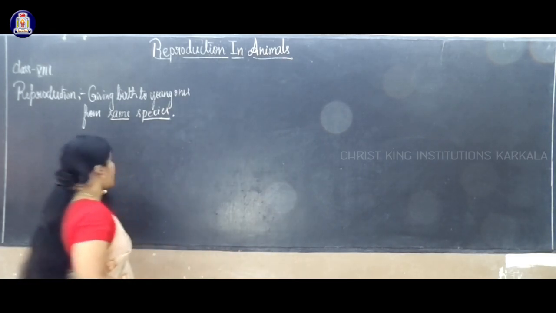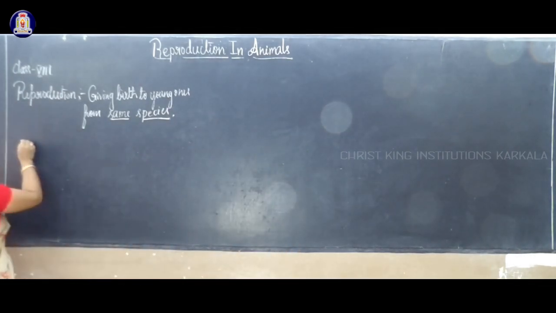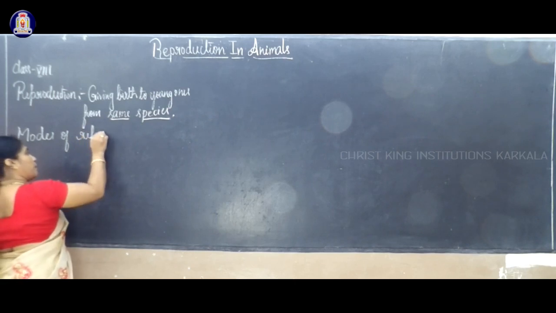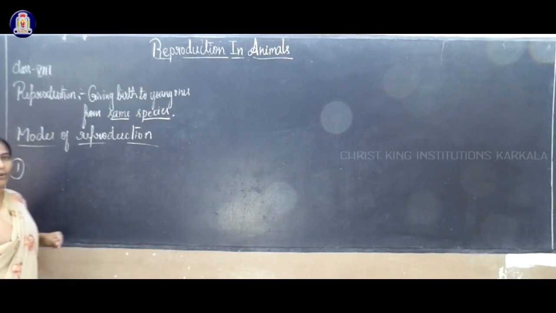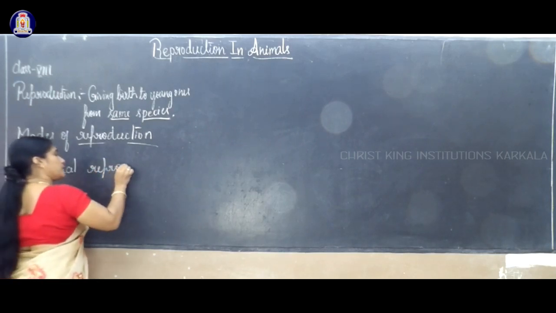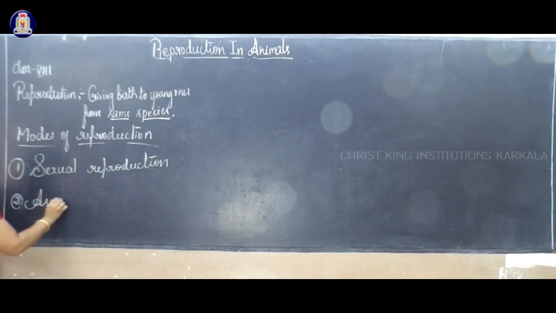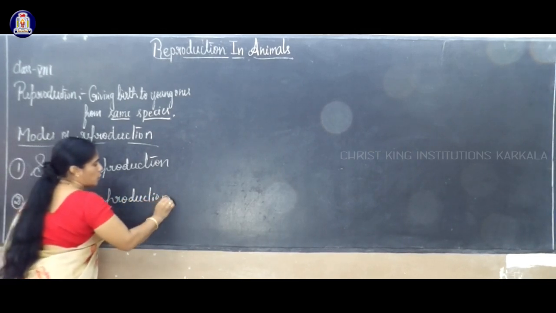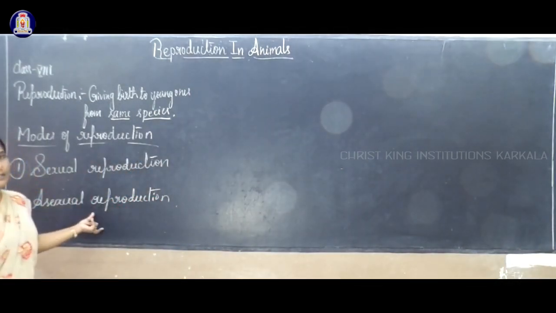Now, the second one: which are the two modes of reproduction? The first one is called sexual reproduction. The second one is called asexual reproduction. So list the two modes of reproduction. In animals, they are sexual reproduction and asexual reproduction.